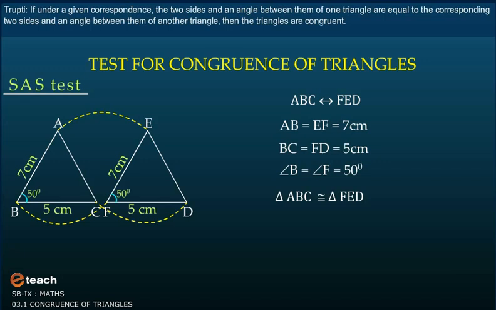Tripti says, if under a given correspondence, two sides and the angle between them of one triangle are equal to the corresponding two sides and the angle between them of another triangle, then the triangles are congruent.